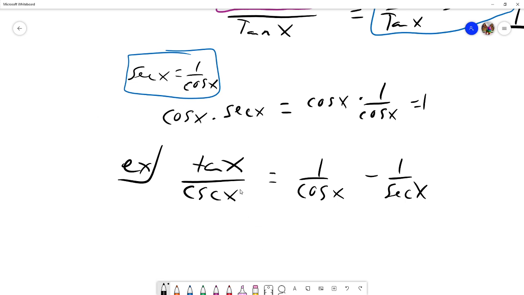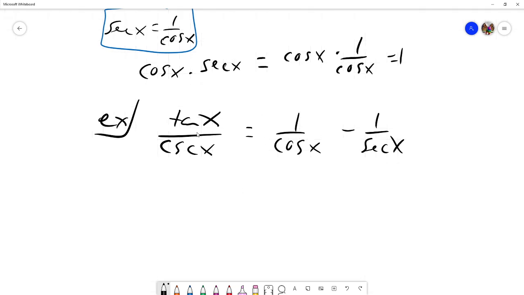In this case, it's kind of hard to tell which one's more complicated. So, eeny, meeny, miny, mo. Which one do we want to pick? It doesn't really matter, so we'll pick the left. So, tangent x over cosecant x. Maybe we picked a harder one to start with. Alright, if we start here, what do we want to do?